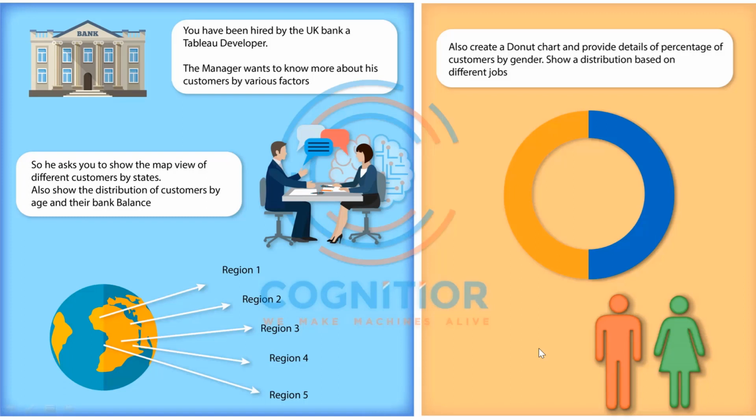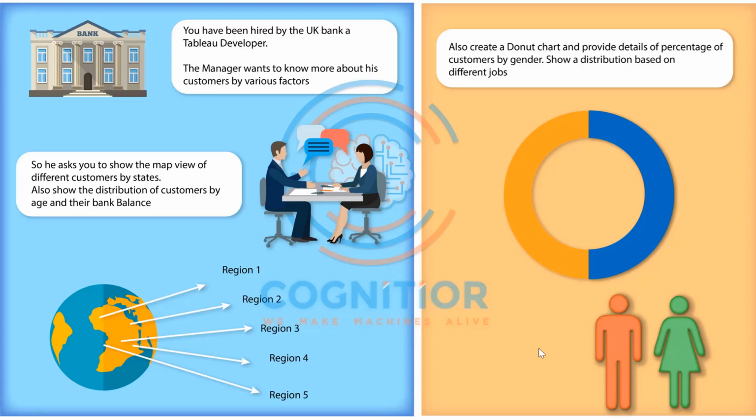The business problem is you have been hired by the UK bank as a Tableau developer. The manager wants you to know more about his customers by various factors. For example, the business is in different regions. So I want the number of users in different regions. How many customers I have in region 1, how many customers I have in region 2, and so on. He asks you to show the map view for that.